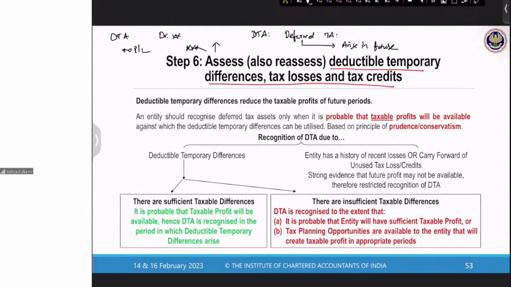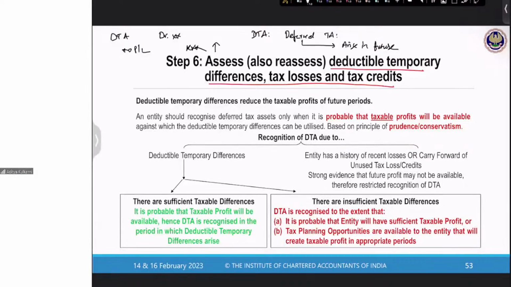Whatever is the deductible temporary difference I am recognizing today, I should ensure at least that much taxable profit is available in the future, because against that taxable profit, the deductible temporary difference will be deducted in the future. If I am not sure about the existence of taxable profit in the future, you cannot recognize a deferred tax asset. You cannot recognize. Okay.